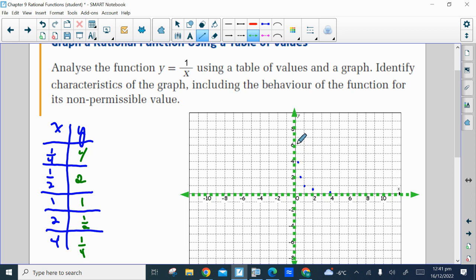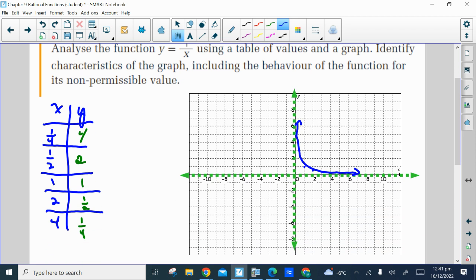So we're going to have two branches or arms for this graph. The first, where we're in the first quadrant, looking something like that. Right? And our graphs always have arrows on the ends to show that those patterns continue. So that was choosing positive values of x. What about now if we choose negative values of x?